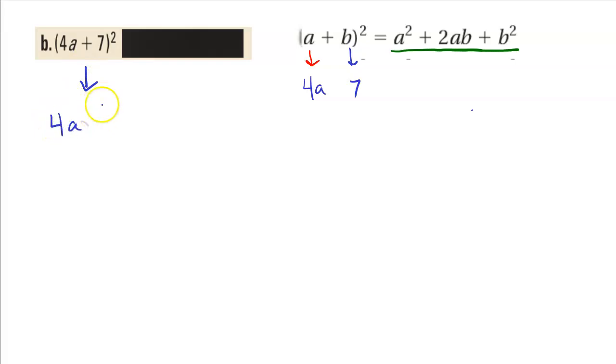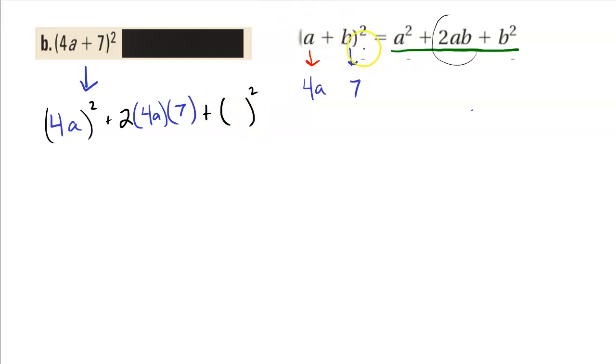4a squared, plus 2ab, so plus 2 times my a value, which is 4a, and my b value is 7, so I'll put a 7 there, and then plus b squared. And in this case, my b value is 7 here.